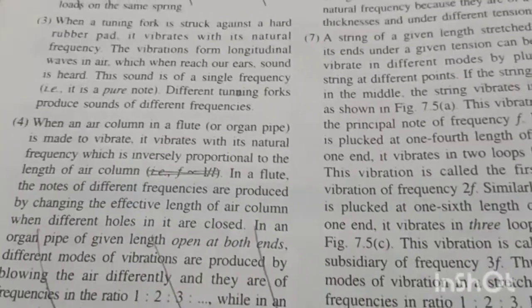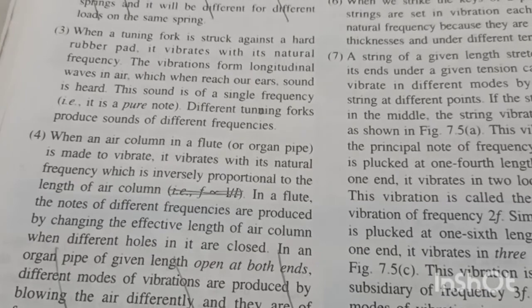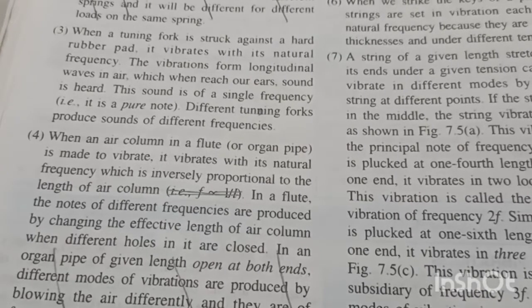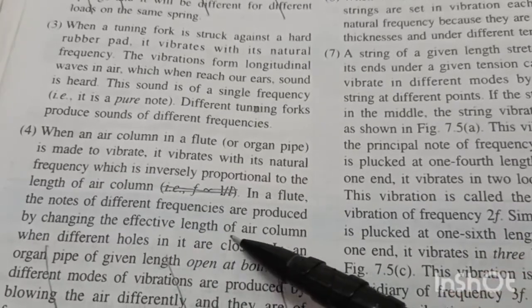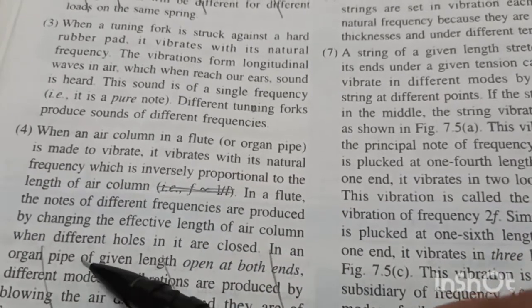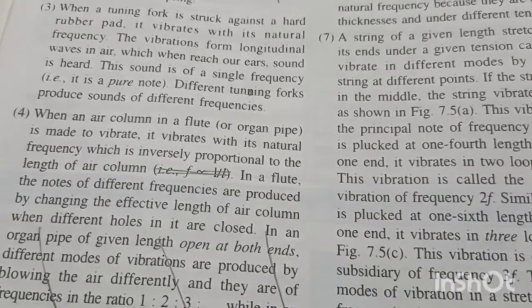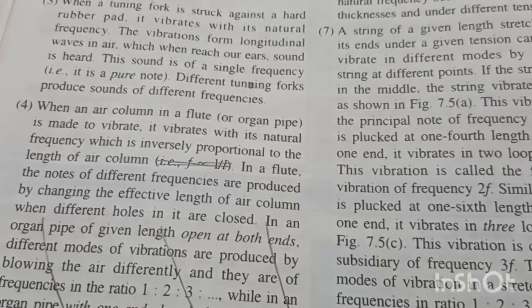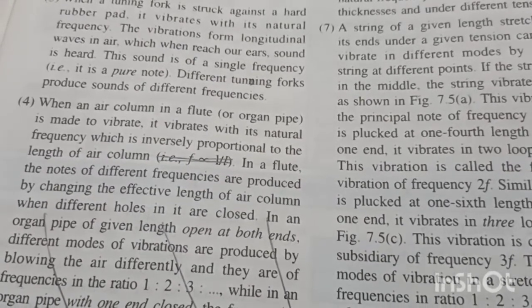When you blow air in a flute, then sound is produced again. And the frequency of the sound, that is the note produced, depends on the effective length of the air column which is vibrating. You see, by closing different holes, you are changing the length of the air column vibrating in it, which affects the frequency of sound produced. Remember, more the length of air column vibrating, less is the frequency.